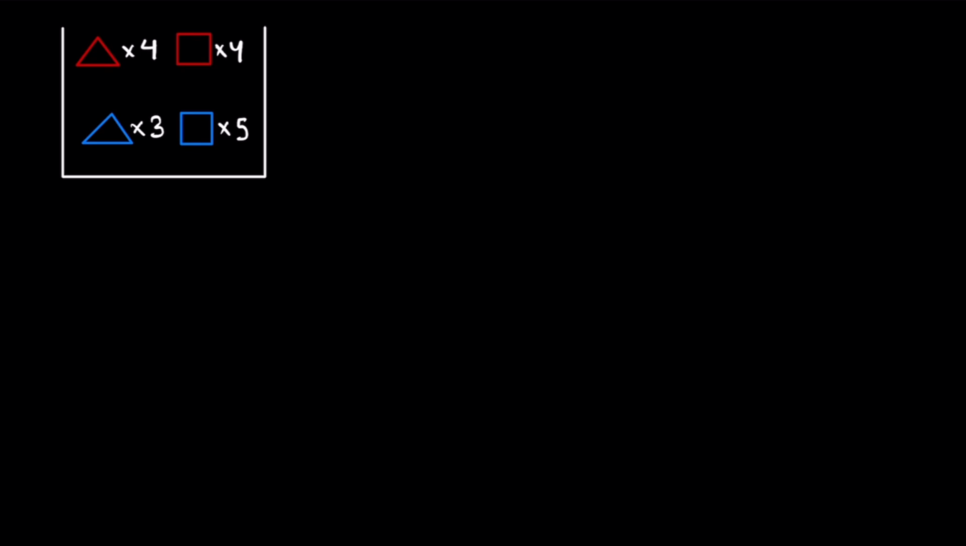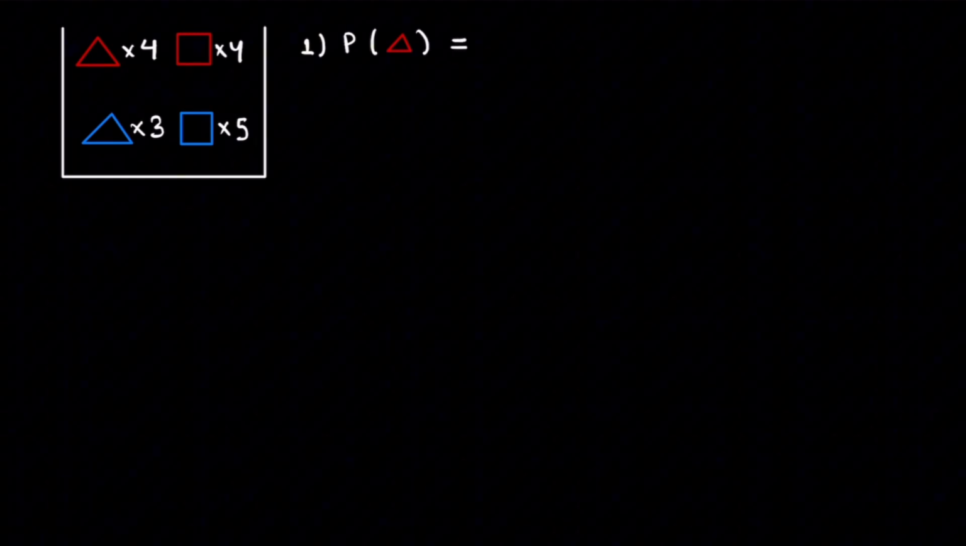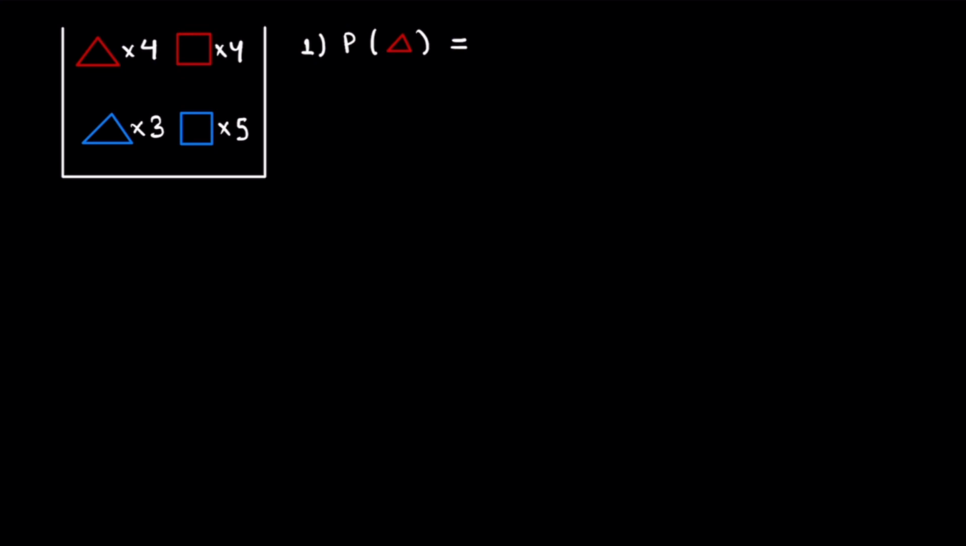Let me make the concept clearer with the help of an even better example. Let's say I have a bucket right here, and this bucket contains 4 red triangles, 4 red squares, 3 blue triangles, and 5 blue squares. So the first question is, what is the probability of getting a red triangle? For that, you have your simple formula, that is desired outcomes divided by all possible outcomes.